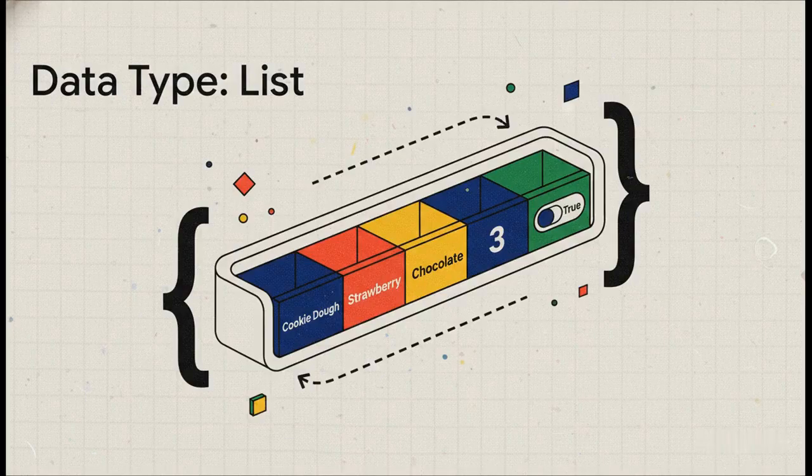So what happens if you need to store a whole bunch of things together in just one variable? Well, for that, you've got lists. A list is kind of like a box that has a bunch of compartments inside. It can hold lots of different values, and it keeps them in a specific order. And the really neat part is that you can mix and match data types. Look here. We've got text, a number, and a Boolean all living together happily in one list.